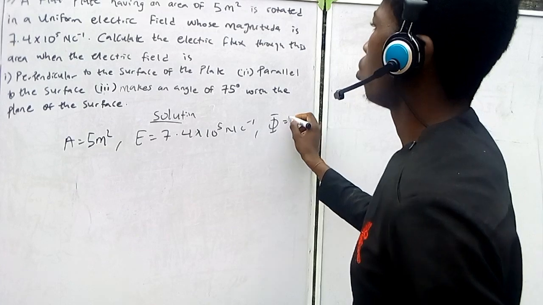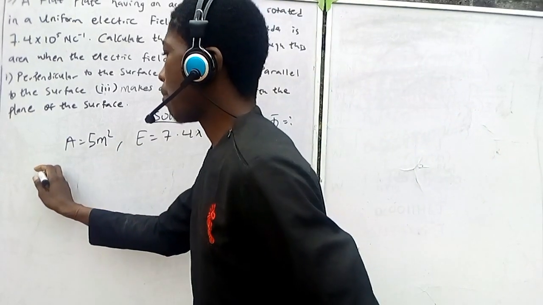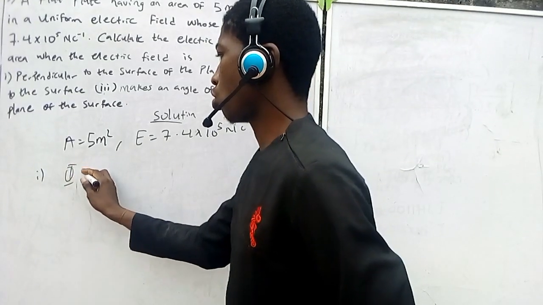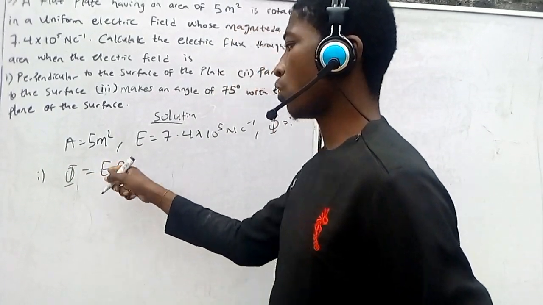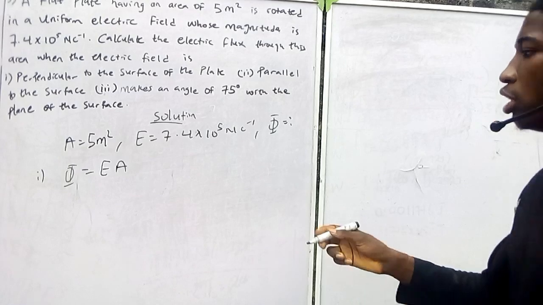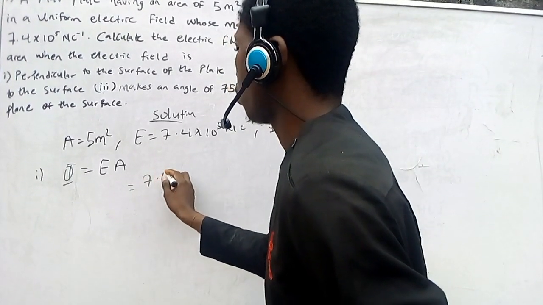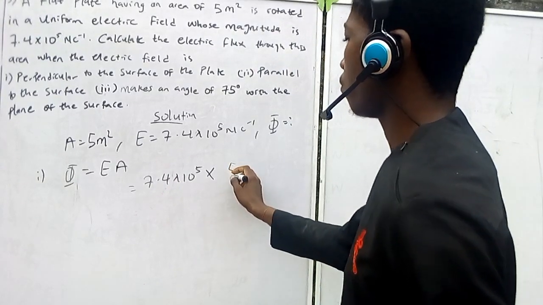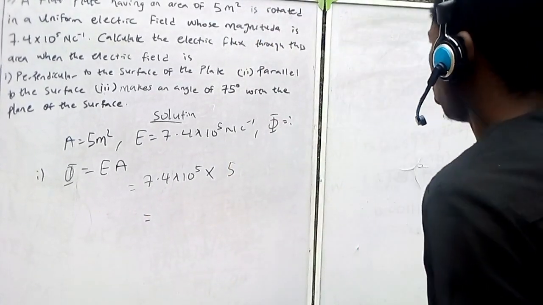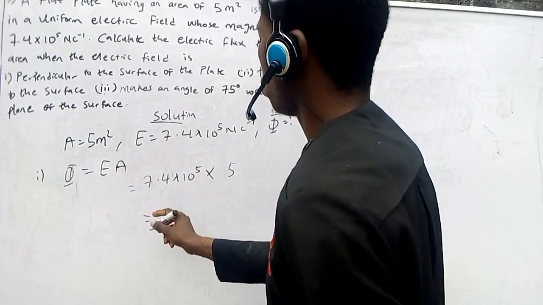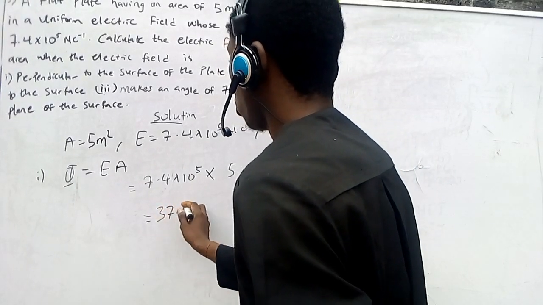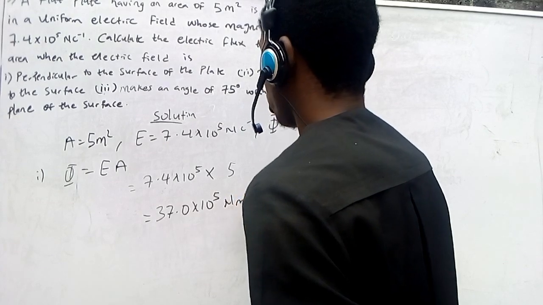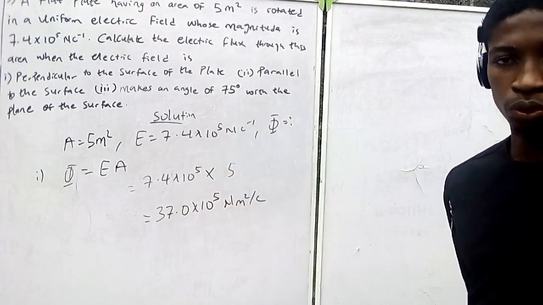Okay, so electric flux is what I'm looking for. Alright, so for 1, perpendicular, when it's perpendicular, the flux is just equal to E times A, electric field times the area. If you do that, that will give you 7.4 times 10 to the power 5 times the area 5, right? And when you calculate that, you have something like 37.0 times 10 to the power 5 Newton meter squared per coulomb. And that is all for the first question, right?